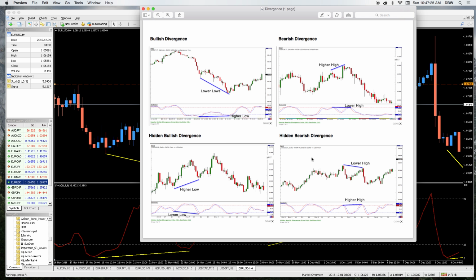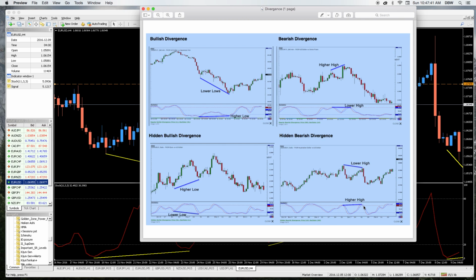And hidden bearish divergence right over here, price on the top going from this swing point to this swing point, going lower on price and going higher on our oscillator.